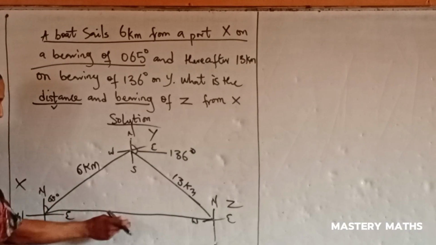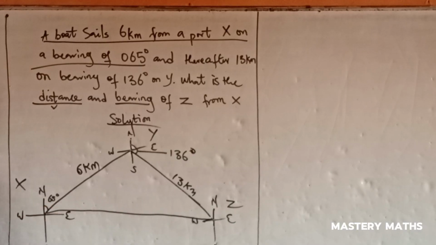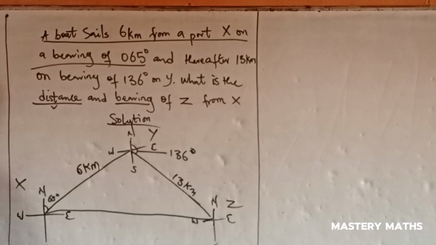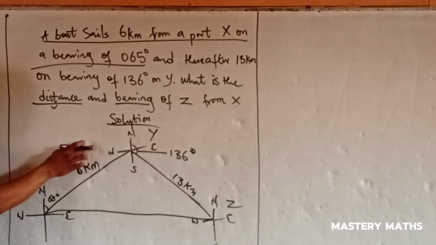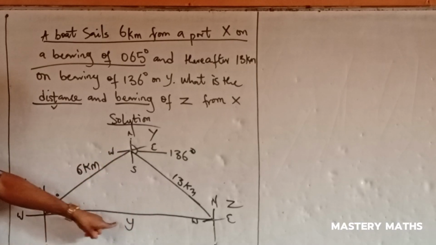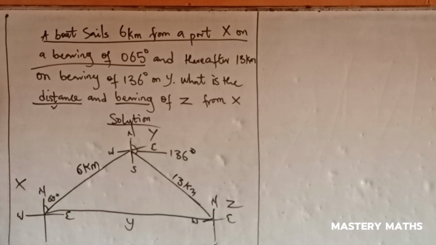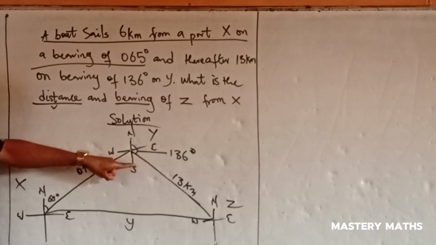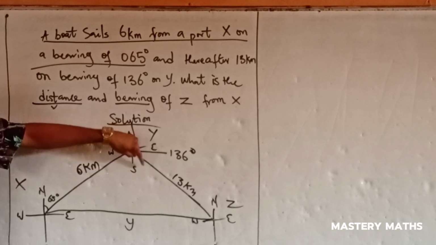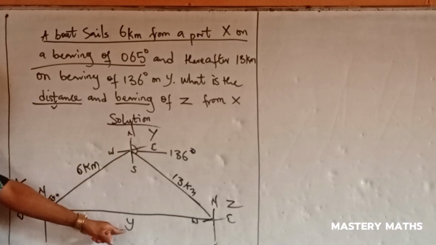So we need to calculate the distance of Z from this X. Since the distance is not given, this distance is given, this is given, but here it's not given, we call it y, because we are going to look for this distance of Z from X. Now, in order to look for this, we need to look for this degree inside, because this degree will help us. The degree inside will help us to search for the distance here.